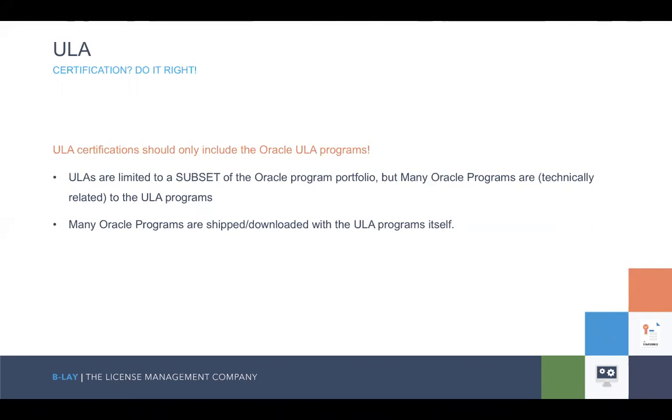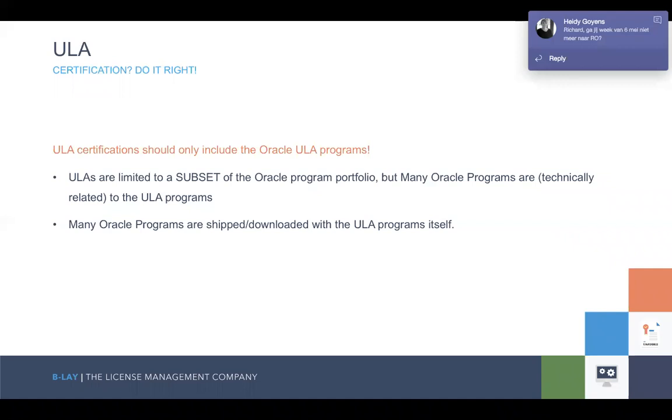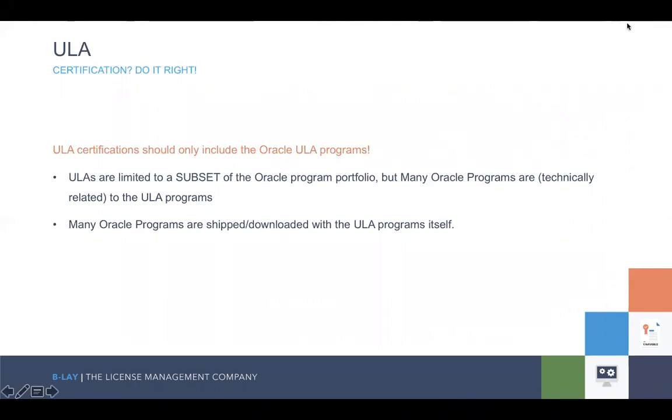So if you decide to not do it yourself or with the help of companies like yourselves, and you want to engage with the LMS organization, make sure that you have a clear view of what specific data elements are actually being collected, because if you don't, you may share deployment and usage information with Oracle that you wouldn't want to share, because if that includes information about programs you're not licensed for, that will result in a compliance claim from Oracle. And don't forget, a lot of those programs are shipped and downloaded with the ULA programs itself, like the database. So this is a big risk that you may be facing.